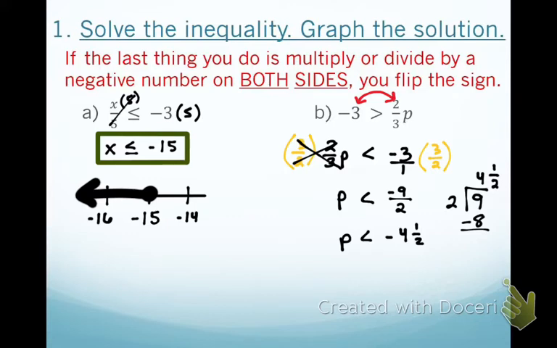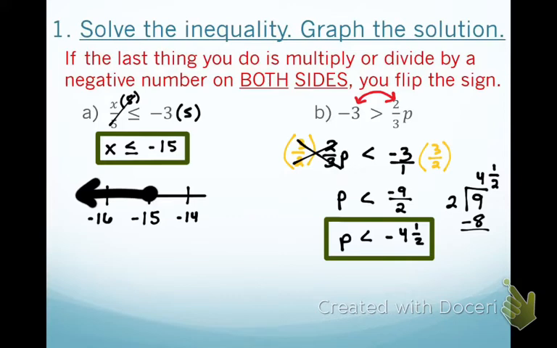Do I need to flip the symbol? Remember, the only time you flip the symbol is if the last thing you did is multiply or divide by a negative number on both sides. Was that what I did? No, look, I multiplied right here by a positive fraction, and I multiplied by a positive fraction. So I do not need to flip the symbol, which means this is my final answer.